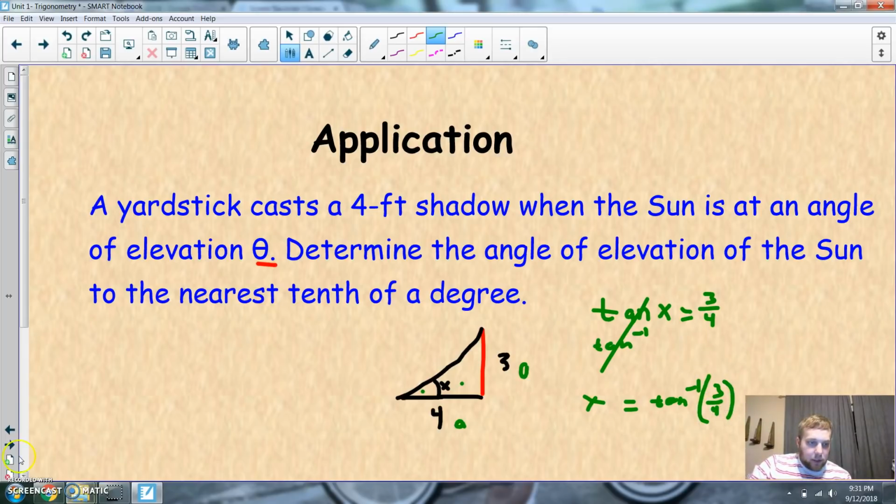Okay, I'm going to pause it and tell you the answer. Alright, so it is about 36.87 if my calculation is correct. So what is the angle of elevation from that point of where the shadow ends up to the sun? It is about 36 degrees, almost 37 degrees. Cool.